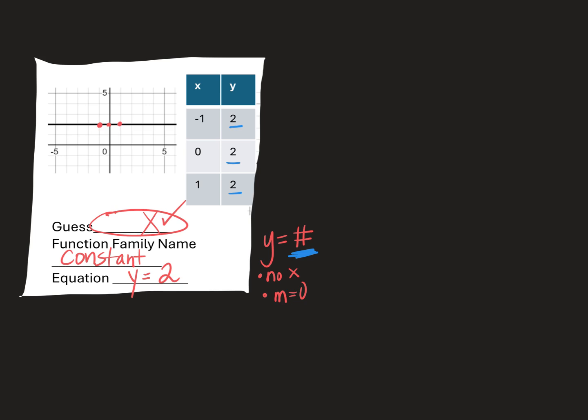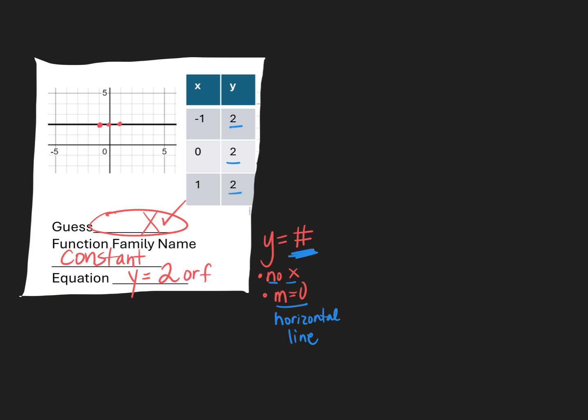2 in our case. So whatever y equals, that's a constant function as long as you don't have an x, and that means your slope is 0. And a line that has a slope of 0 is a horizontal line. So please make sure you have all of that written down underneath the table.